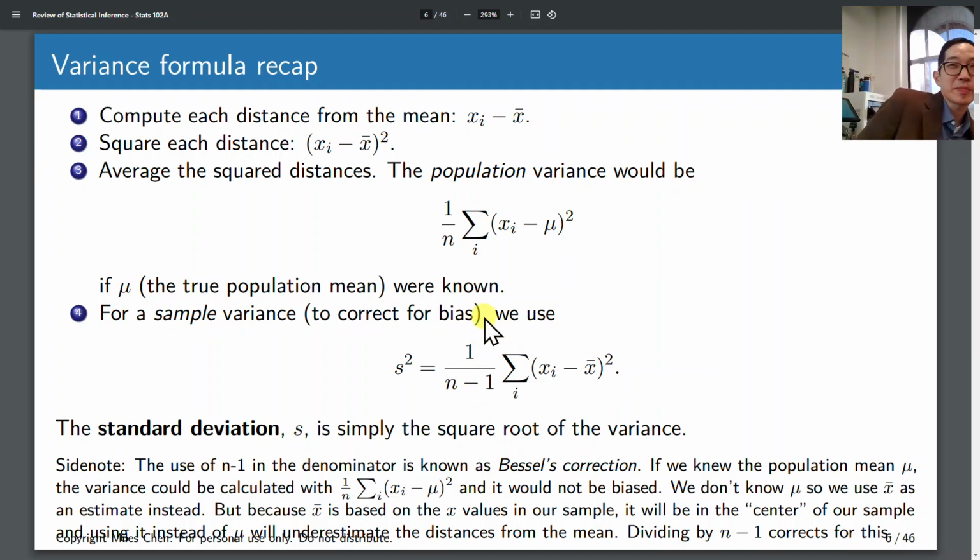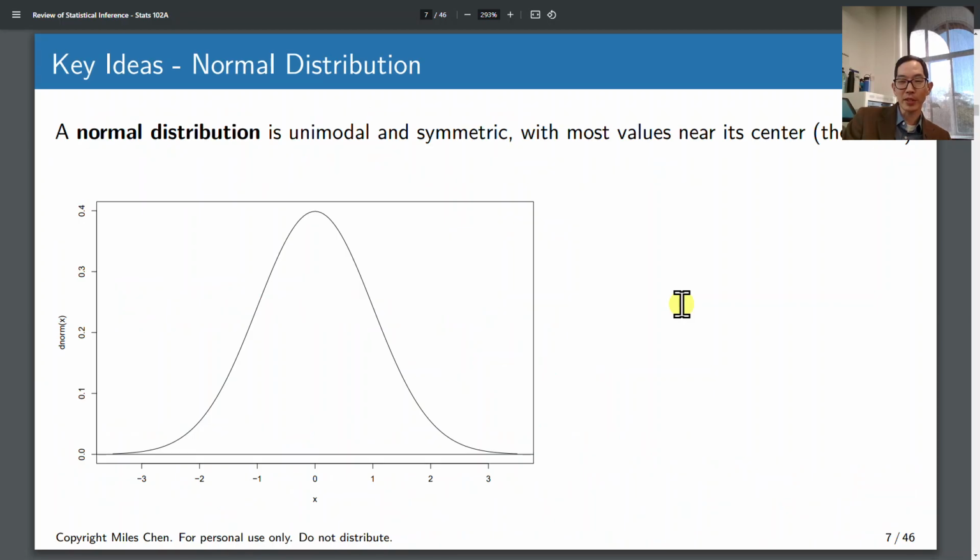And again, if you knew the population mean mu, you would just divide by n. You would get the average squared distance from the mean. But because you don't and you're using x bar, the usage of x bar always is going to be biased towards being the center of your particular data set. So it's always going to underestimate, and it turns out the way you fix for that is you divide by n minus 1. That's what we have there.